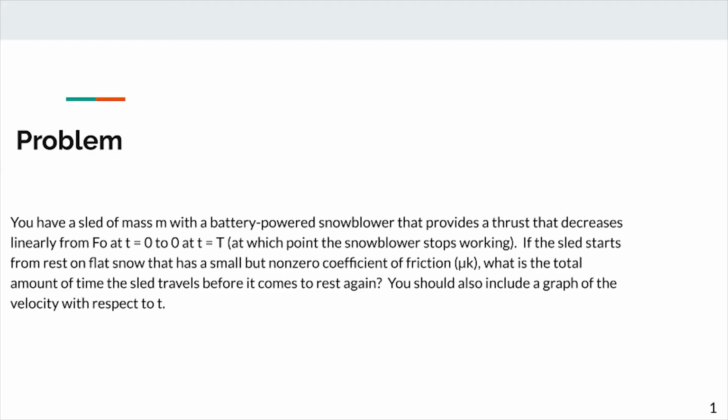For project 1, our group decided to work through problem 3, which is as follows. You have a sled of mass m with a battery-powered snowblower that provides a thrust that decreases linearly from F0 at t equals 0 to 0 at t equals T, at which point the snowblower stops working. If the sled starts from rest on flat snow that has a small but non-zero coefficient of friction, what is the total amount of time the sled travels before it comes to rest again?